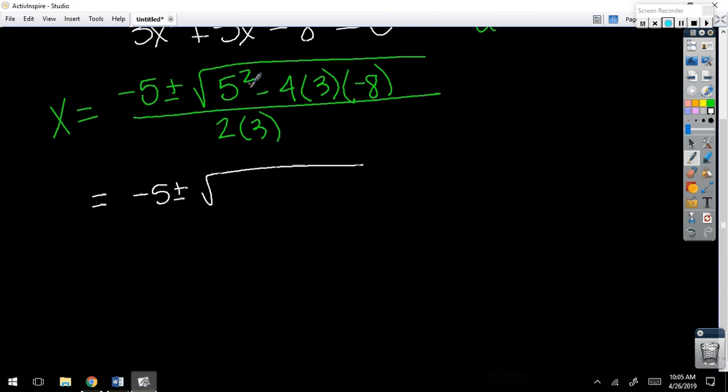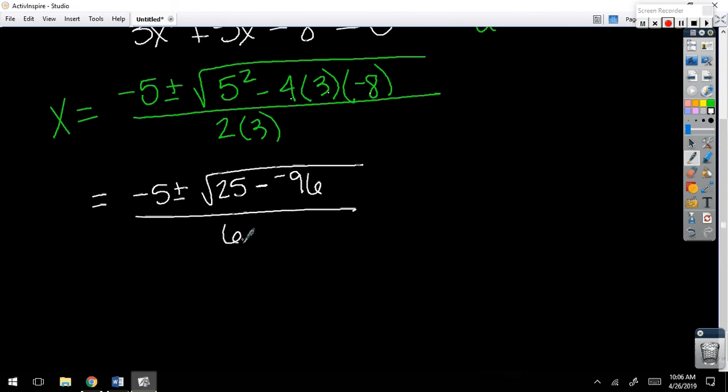5 squared is what? 25. All we did was bring it down. Yeah, that's the B. Minus. What is 4 times 3 times negative 8? Use your calculator. Negative 96. And 2 times 3 is 6.